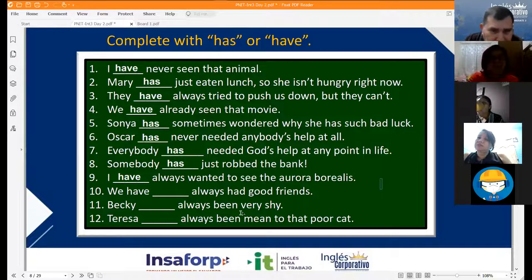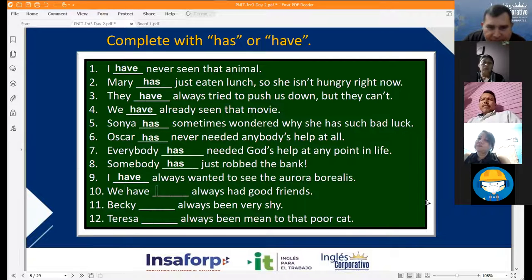Now, number 10. We have always had a good friend. Exactly. This is complete. So we have always had good friends. Have is already there. We don't need to write anything. Yeah, just to see if you were going to write have had or have had again. Complete.